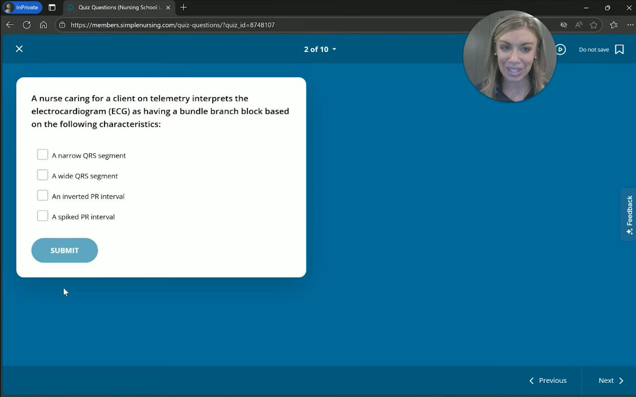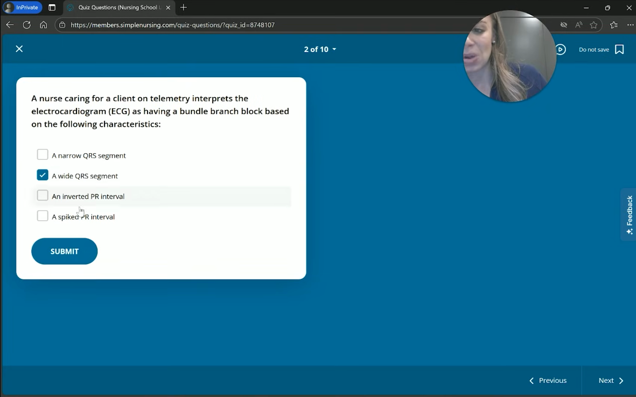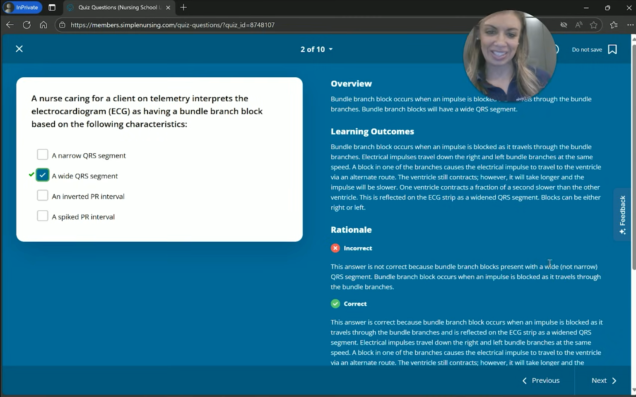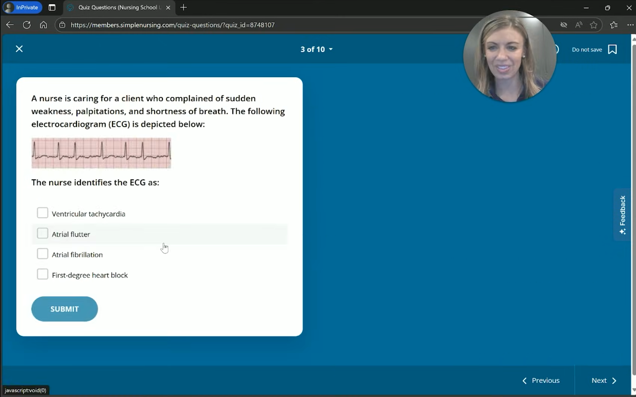So especially for this, again, there's a bundle branch block. It's going to take longer for that information to get through that bundle branch, so it's going to cause that QRS to be wider in the process. And again, the tips and tricks are so helpful in not only seeing what was the right answer, but the why behind it.